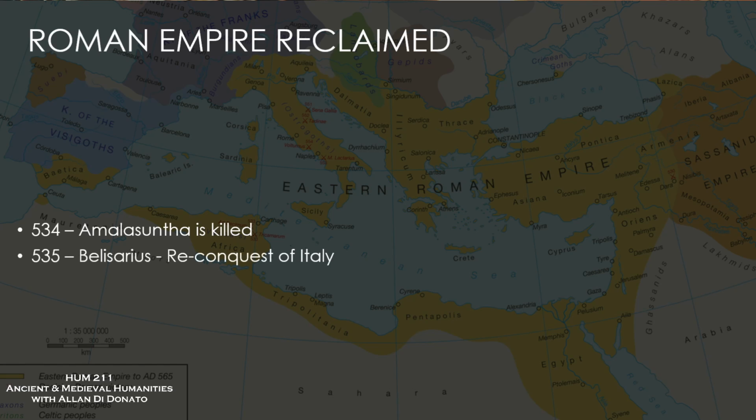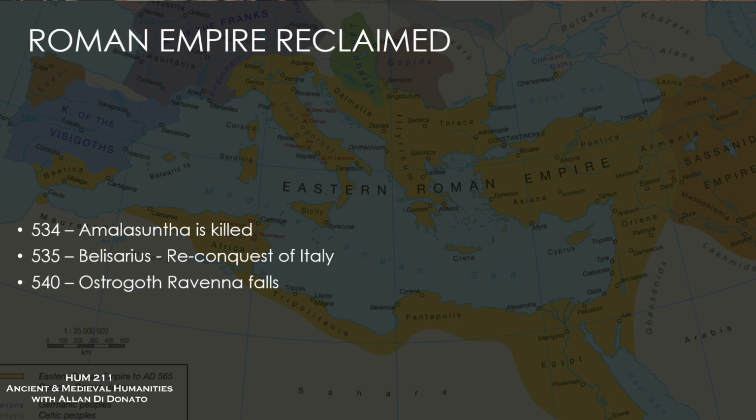Okay, in 535, Justinian uses revenge for her death as an excuse to invade Italy, and Belisarius is sent in and reconquers Ostrogothic Italy over a period of the next couple decades. It's actually a pretty long fight with the Ostrogoths, but by 540, the capital of the Ostrogoths at Ravenna actually falls into Roman hands, and that's going to become, like I said, the center of their government in the peninsula while they maintain control of the peninsula.